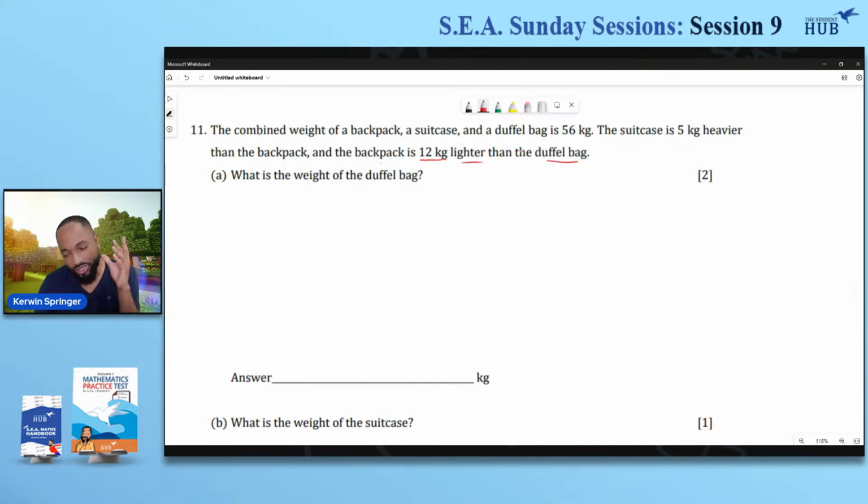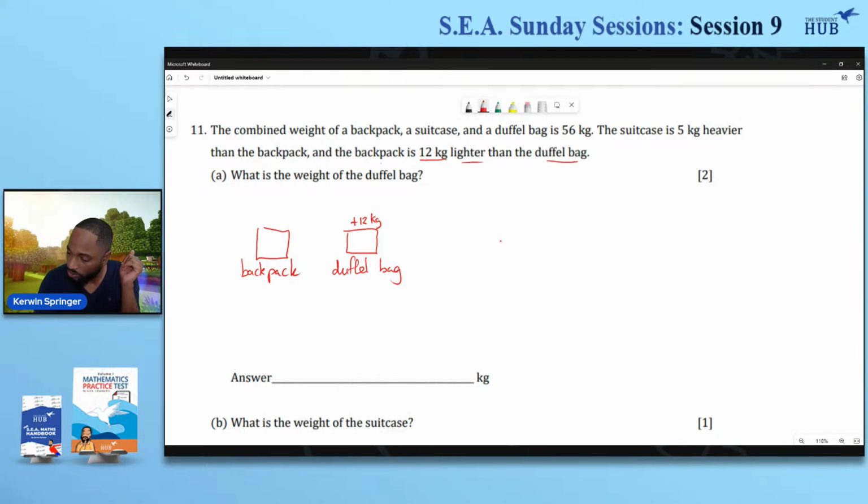I could do it in reverse, but it would be better for me to just keep adding on so I can remove the excess instead of adding back the excess. Because when you do it in reverse, the excess gets eaten into the fraction, and that can be confusing for some people. So I'll start with the backpack and walk back through the question. I'll give the backpack 1 block. The backpack is 12 kg lighter than the duffel bag, so the duffel bag is 12 kg heavier.